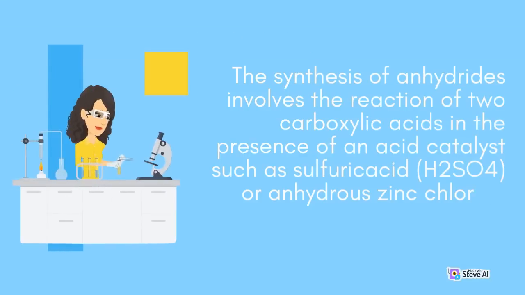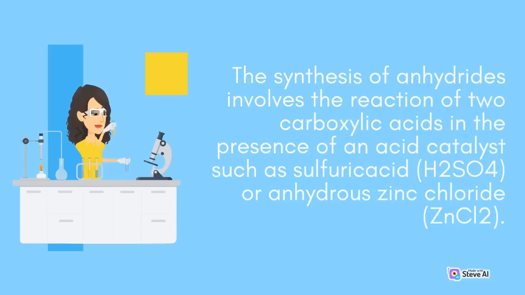The synthesis of anhydrides involves the reaction of two carboxylic acids in the presence of an acid catalyst such as sulfuric acid, H2SO4, or anhydrous zinc chloride, ZnCl2.